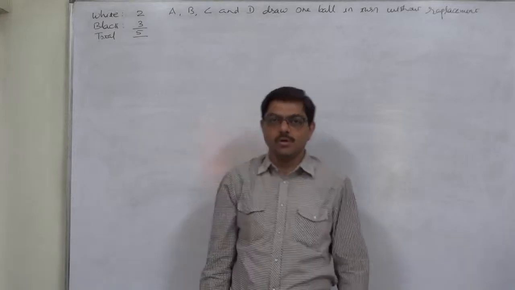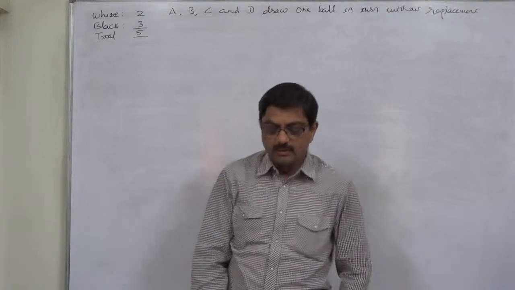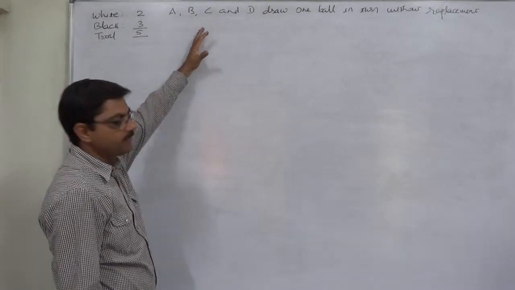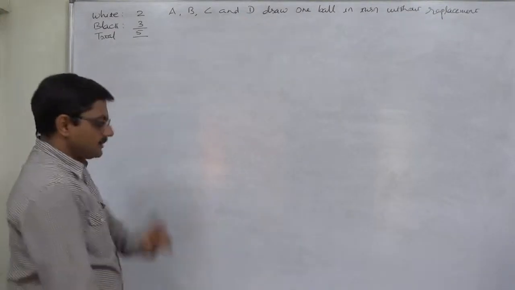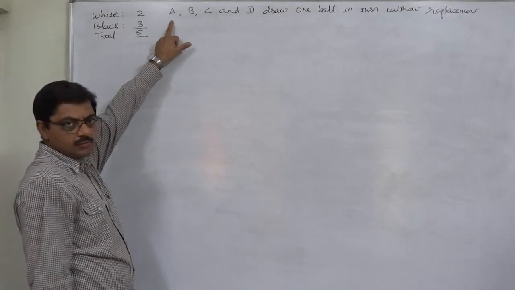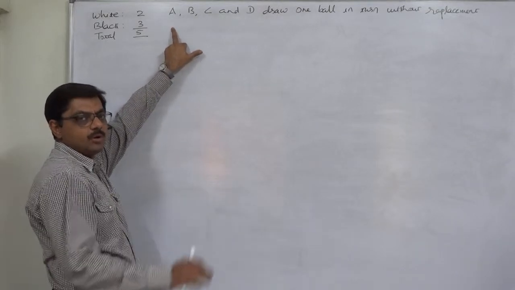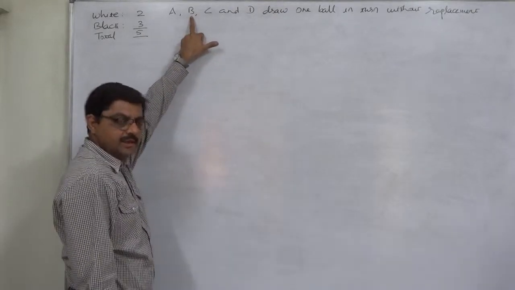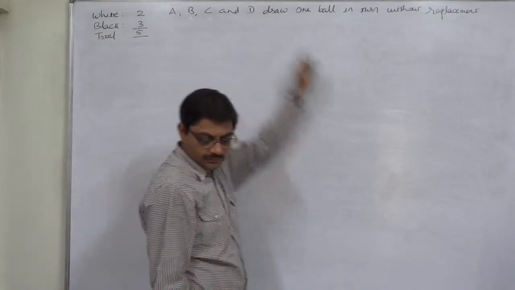Yes, this is the case of probability without replacement. The ball drawn by A is not replaced. The ball drawn by B is also not replaced. The ball drawn by C is also not replaced, and so on. Now what will be the effect of the without replacement case? A draws a ball, whatever the color may be, but does not replace it. That means now there will be 5 minus 1, 4 balls at the time of B's turn, similarly 3 balls at the time of C's turn, and 2 balls at the time of D's turn.